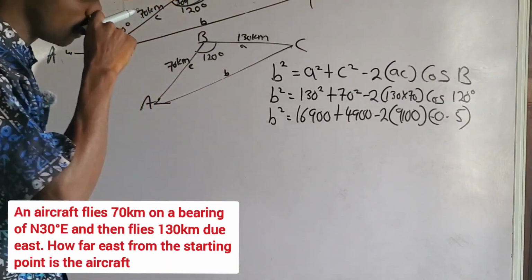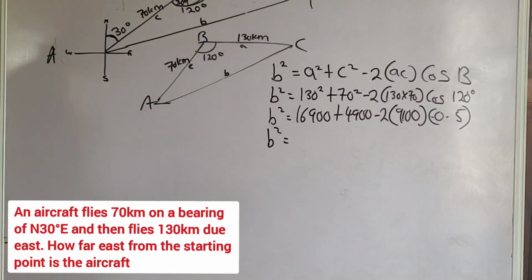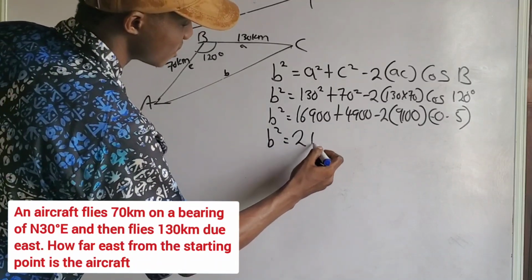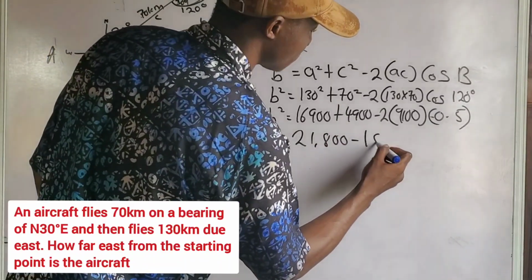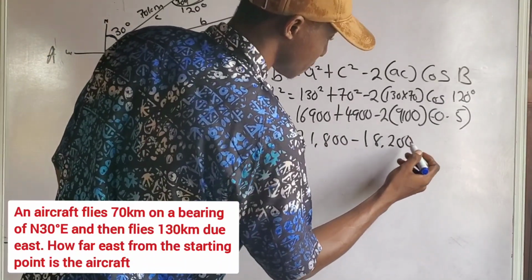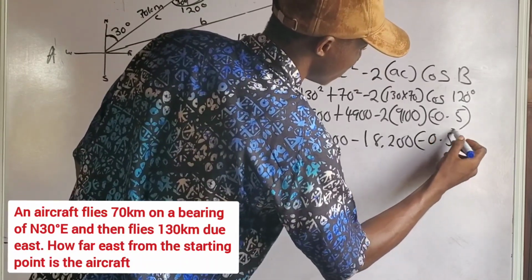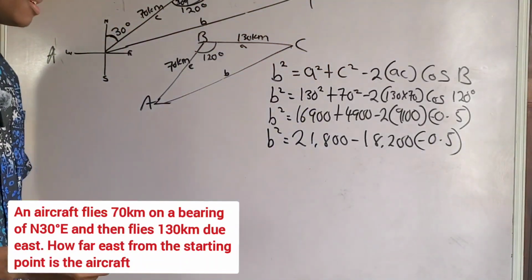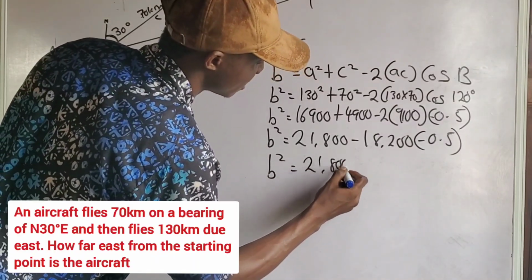Now b squared is equal to 16,900 plus 4,900, that is 21,800. So I'm going to have 21,800 minus 18,200 multiplied by minus 0.5. Okay, do you understand? So for this I'm going to have b squared is equal to 21,800.